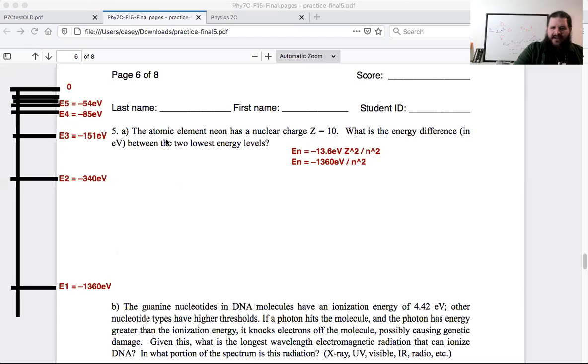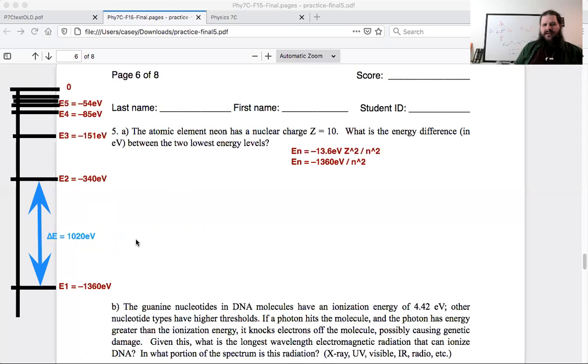And it looks like part A is just asking what's the energy difference between the two lowest energy levels. So we could just subtract those, negative 340 minus negative 1360. That's what, 1020? So this difference, this delta E, is 1020 electron volts. And what that means is that if it's in the E1 state and you want to bump it up to the E2 state, you need to give it 1020 electron volts.